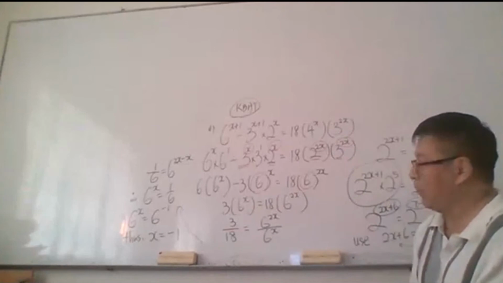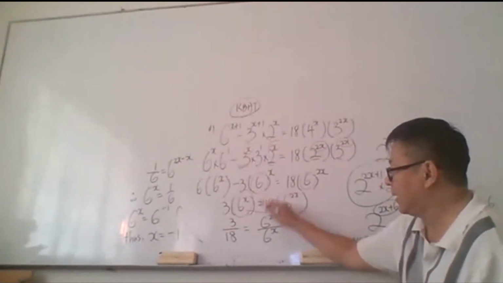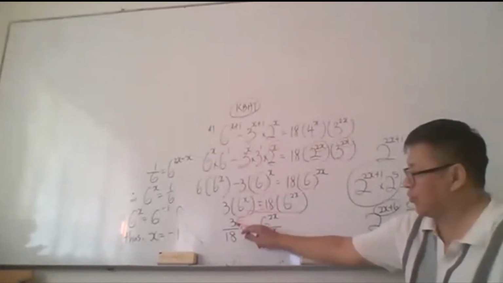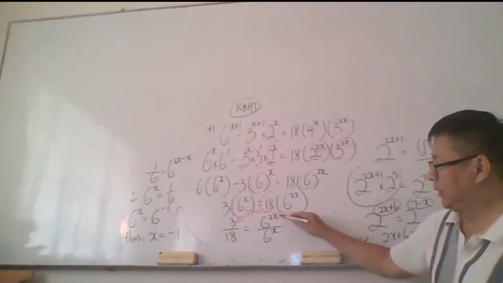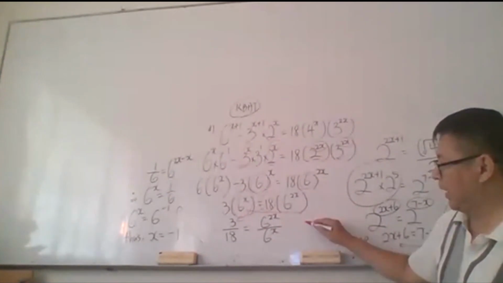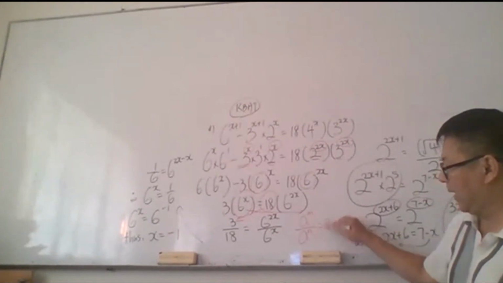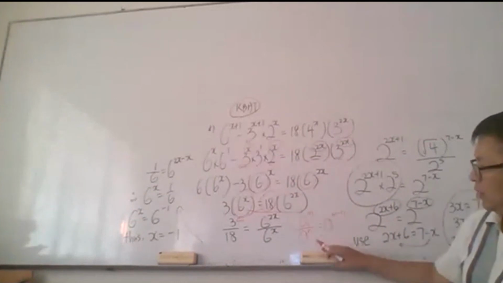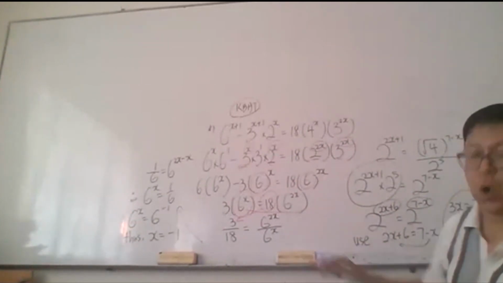So over here, I will move this 6x to this side, and the number I will move to the other side. So that you get 3 over 18, 2x over 6x. So this is the division. So we know that a^m divided by a^n will be a^(m minus n). So we apply this called quotient law.